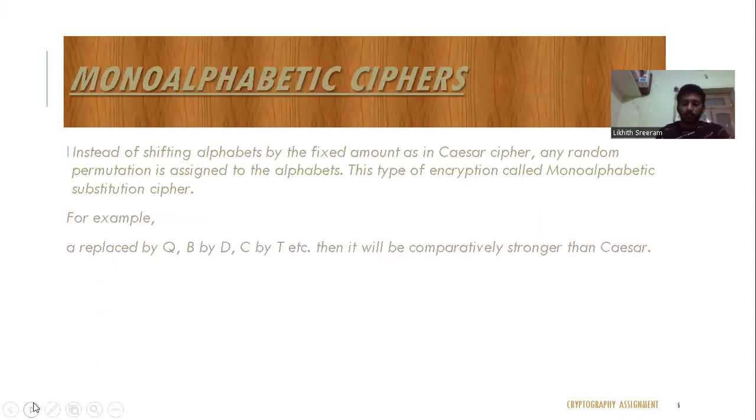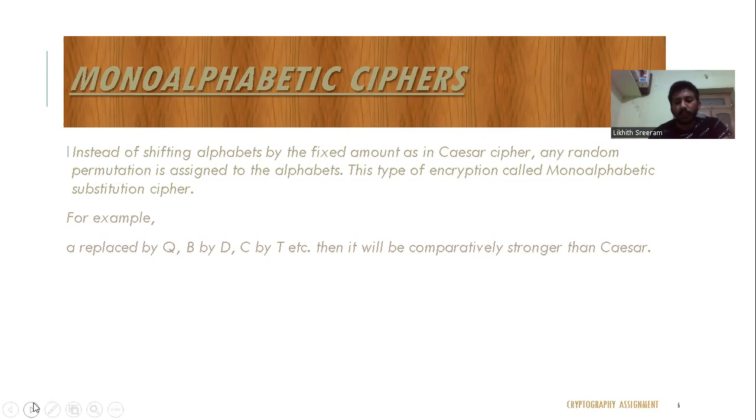If we come to the monoalphabetic cipher, instead of shifting the alphabets by a fixed amount as in Caesar cipher, any random permutation is assigned to the alphabets. This type of encryption is called monoalphabetic substitution cipher. The cipher line can be any permutation of the 26 alphabetic characters.